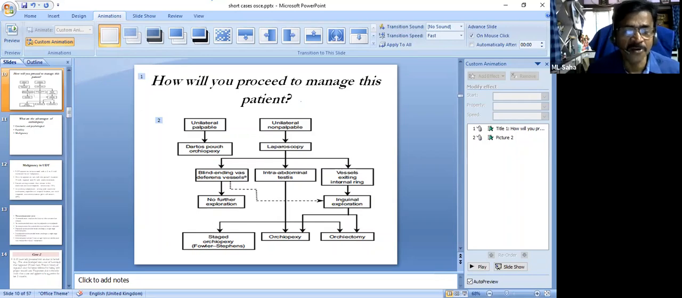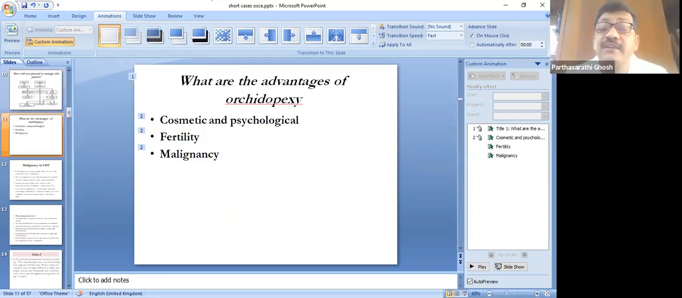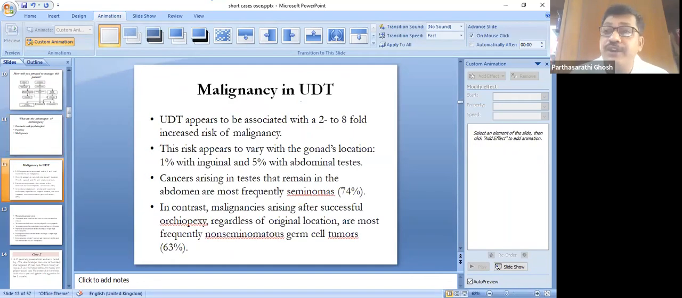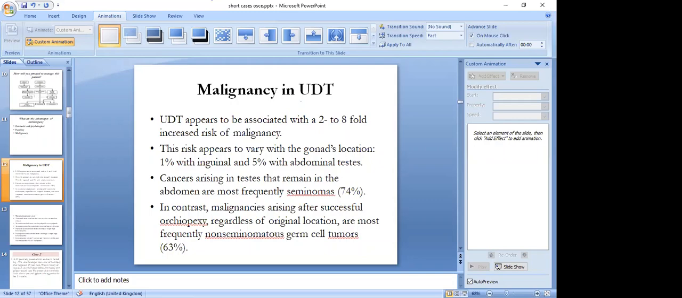So you have the algorithm. The most important advantage is the cosmesis and the psychological aspect of the child when the child grows. Number two, the fertility, as I have already told, and last, the malignancy. I just want to give you one piece of information to remember. The risk appears to vary with the gonad's location: 1% with the inguinal and 5% with the abdominal testis. And cancers, please remember, cancers arising in the testis that remain in the abdomen are most frequently seminomas. But malignancies arising after successful orchidopexy, regardless of the original location, are most frequently non-seminomatous germ cell tumors. So this is something that we should keep in mind.